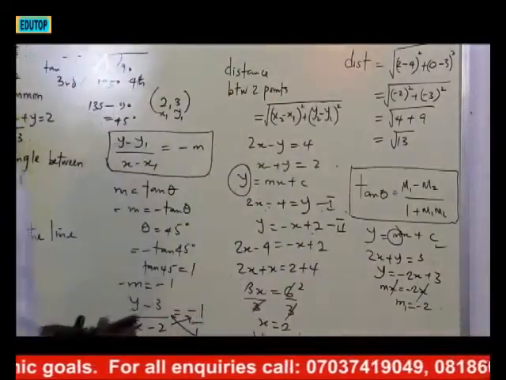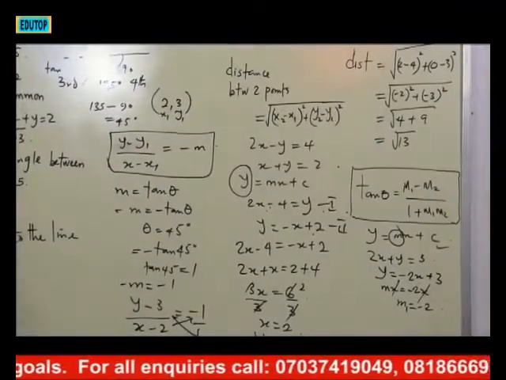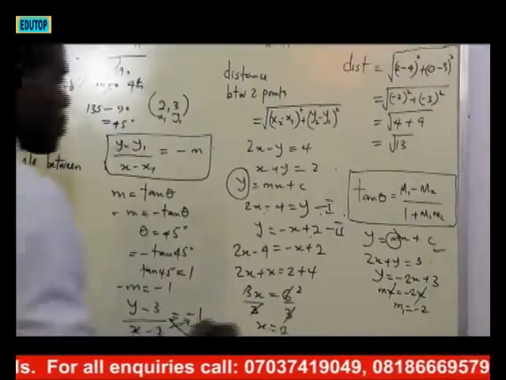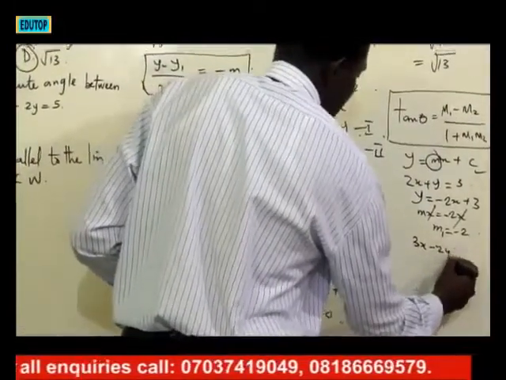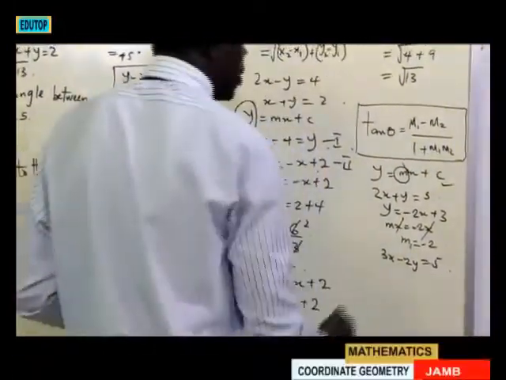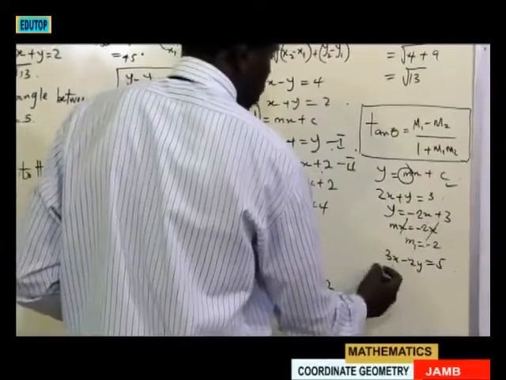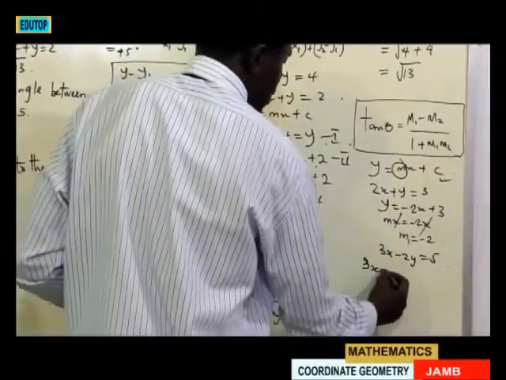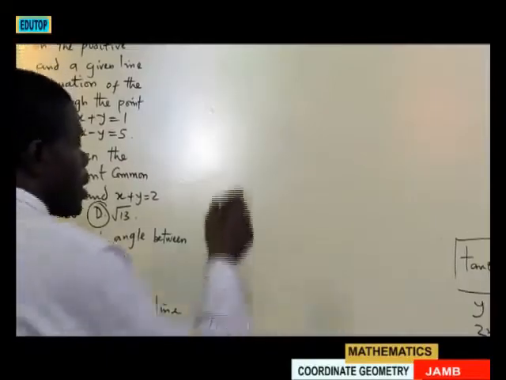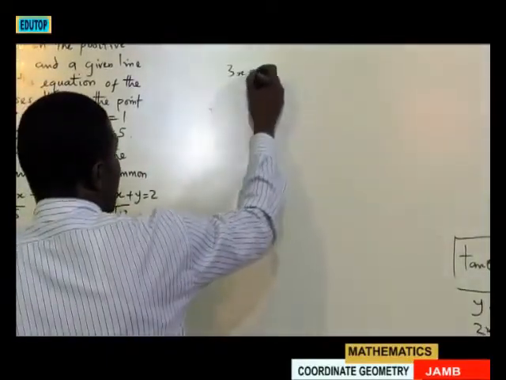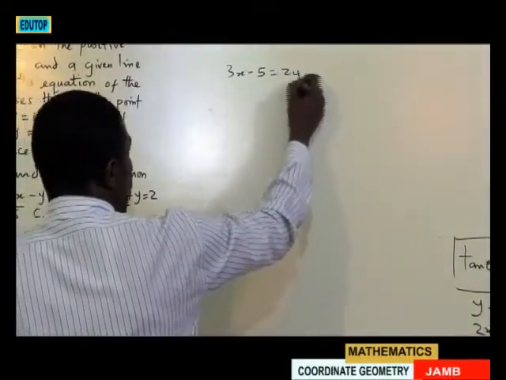I will also do the same for the second equation, which is 3x minus 2y equals 5. But this time around, let me transfer my y to the other side, and I will have 3x minus 5 equals 2y. Now, 3x minus 5 equals 2y.